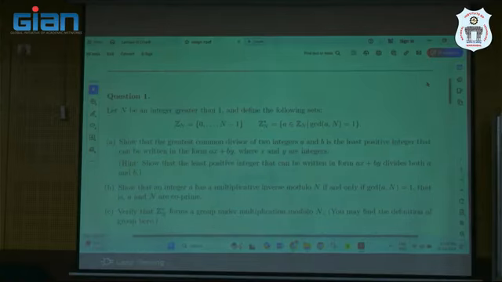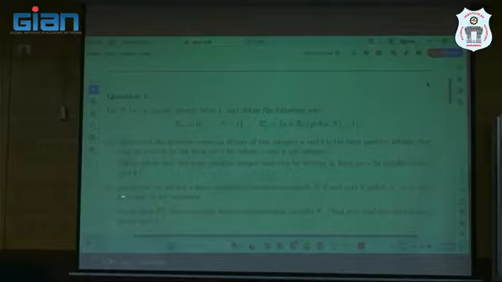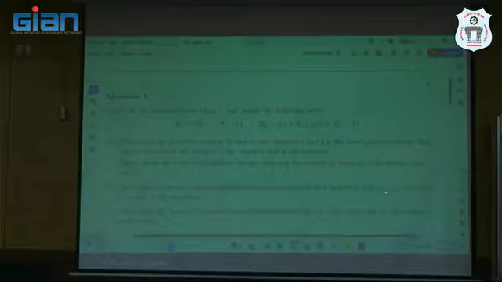Okay. So now let us go to the next one. Show that an integer A has a multiplicative inverse modulo n if and only if GCD of A and n is 1. That is, A and n are co-prime.